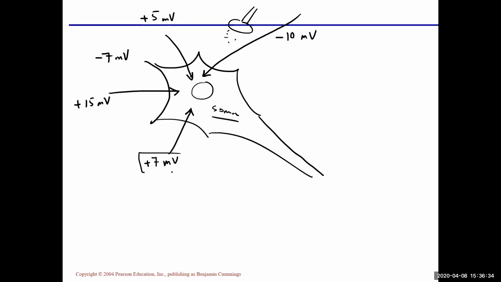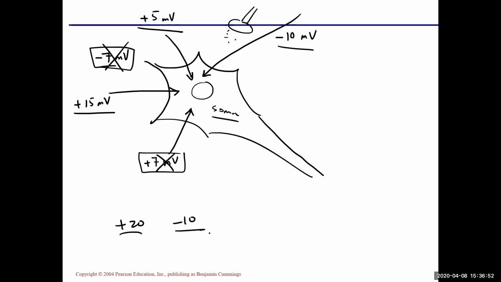So it looks like positive 7 and a negative 7 cancel one another, so we could just cross these out. Right here is a positive 15. This is positive 5. That's positive 20. And then in here, you have a negative 10. So positive 20 and negative 10 gives us a total of positive 10. What are we starting at? We're starting at negative 70 millivolts. That was the resting potential. Now you have positive 10, which will take us to negative 60 millivolts.